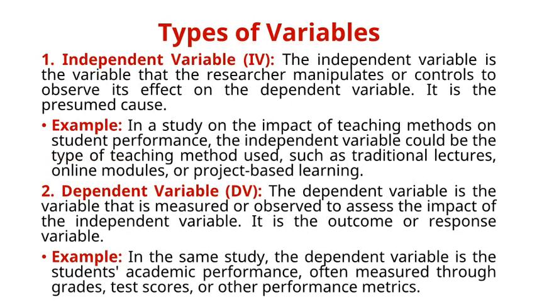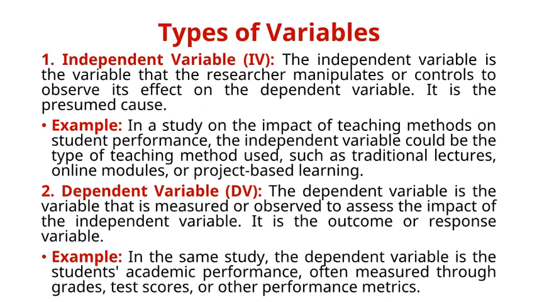1. Independent variable. The independent variable is the variable that the researcher manipulates or controls to observe its effect on the dependent variable. It is the presumed cause. Example: in a study on the impact of teaching methods on student performance, the independent variable could be the type of teaching method used, such as traditional lectures, online modules, or project-based learning.